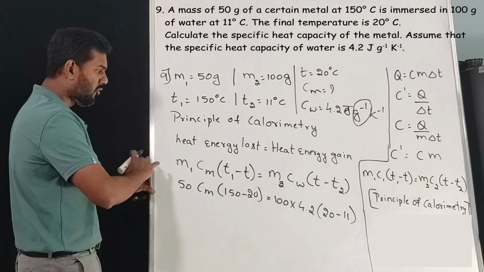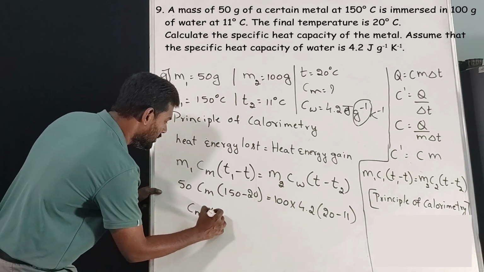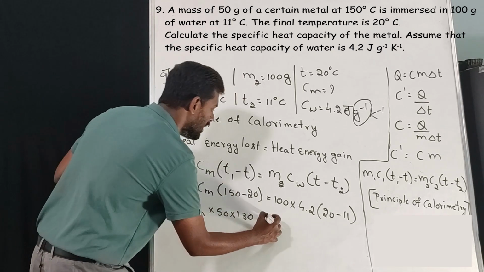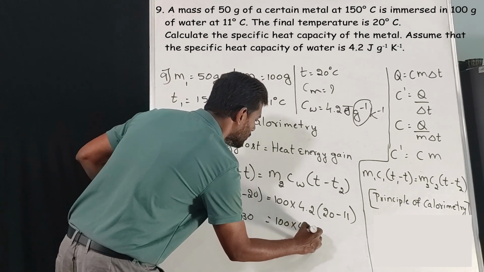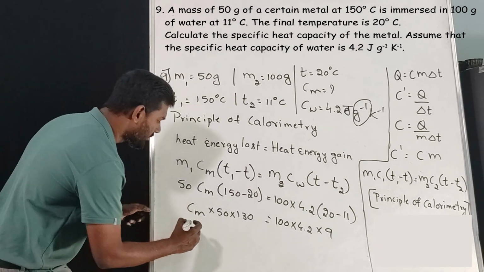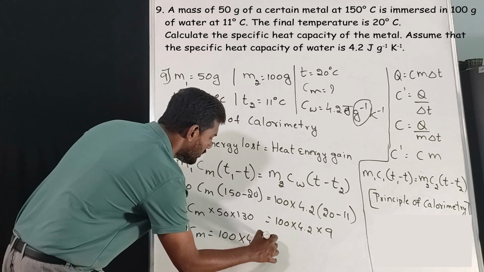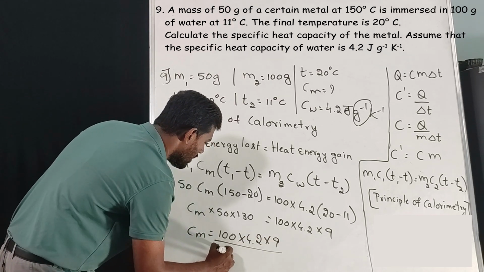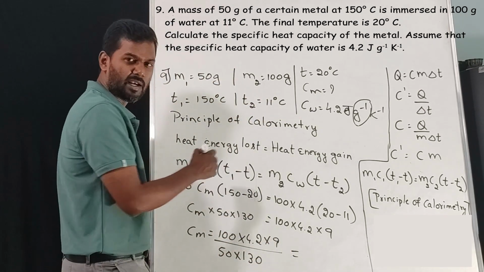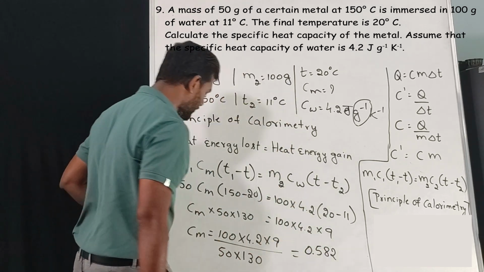We need to find Cm, right? Move all these things to that side. Now this will be Cm into 50 into (150 minus 20, that is 130) is equal to 100 into 4.2 into (20 minus 11, that is 9). So what we need to find? Cm, correct? Cm is equal to 100 into 4.2 into 9 divided by 50 into 130. If you calculate it properly, the final answer will be 0.582.